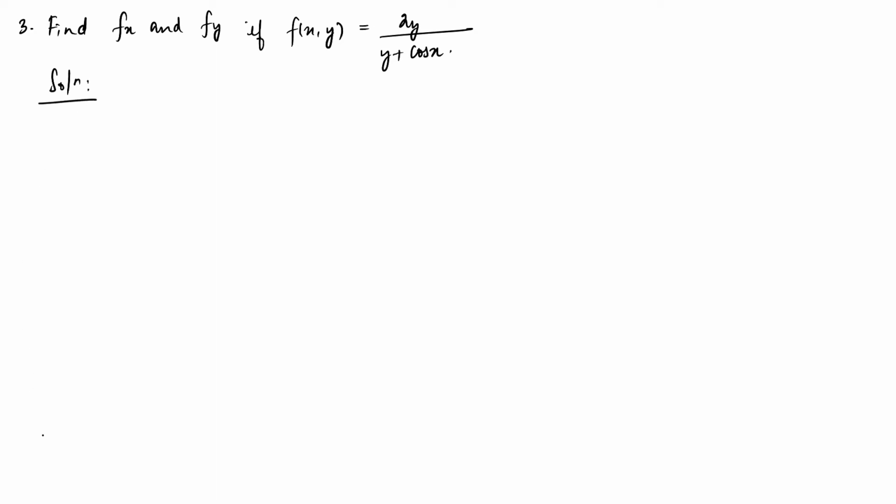The third problem is also to find fx and fy. These are shorthand notations to represent the derivative of f partially with respect to x and the derivative of f partially with respect to y. If f of xy is given to be y upon y plus cos x, any idea?